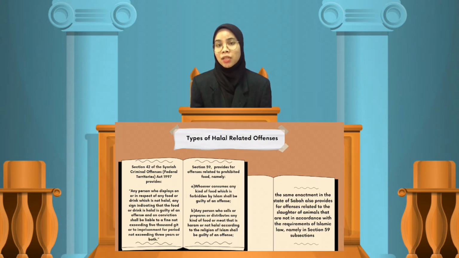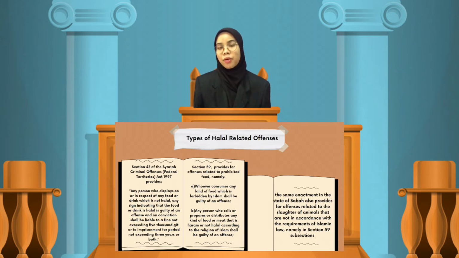Section 59 of the Sharia Criminal Offences Enactment 1995 provides for offences related to prohibited food, namely, first, whoever consumes any kind of food which is forbidden by Islam shall be guilty of an offence. Second, any person who sells, prepares or distributes any kind of food or meat that is haram or not halal according to the religion of Islam shall be guilty of an offence. Third, anyone who displays a halal mark on food or drink that is haram or not halal is guilty of an offence. And lastly, any person who commits anything which constitutes an offence under subsection 1, 2 or 3 shall on conviction be liable to a fine not exceeding 500 ringgit or to imprisonment for a term not exceeding 6 months or both.